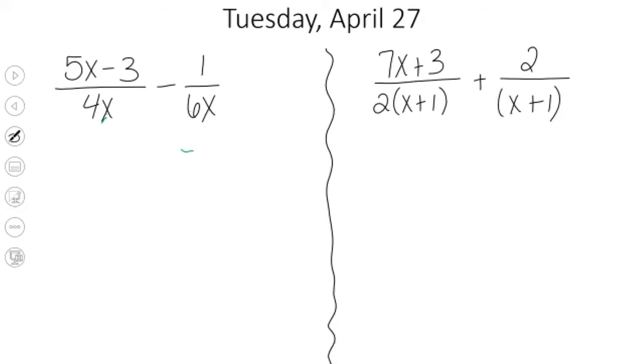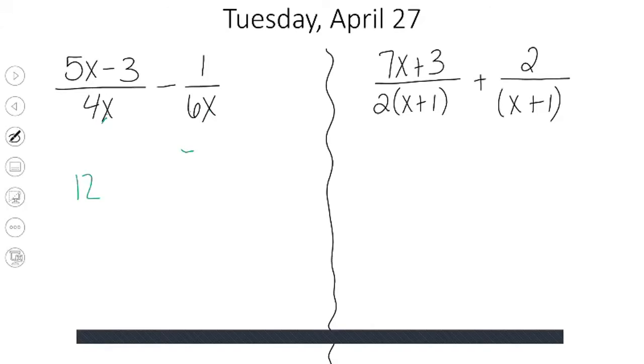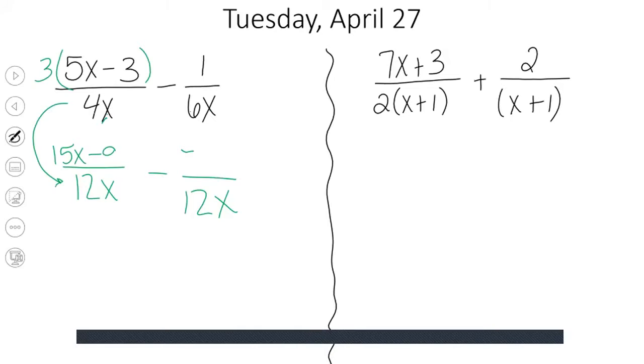So if you use 12 and they both have an x, then I can get started there. How do I get from 4x to 12x? Multiply by 3, so I have to multiply the top by 3, which would give me a 15x minus 9.